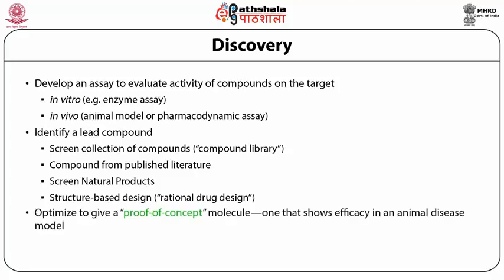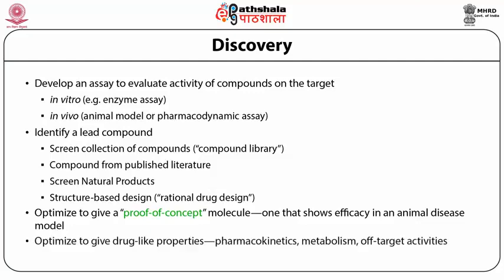With this proof of concept for a molecule, we can go for testing for preclinical trial, that is called animal disease model, how these molecules are going to perform on animal disease models. And when we have got a success over these animal disease models, the drugs which are passing this proof of concept stage go on to optimization, where we evaluate the drug-like properties of the compound. That involves pharmacokinetic studies, metabolism, and off-target activities. Off-target activities are those which can cause the side effects.